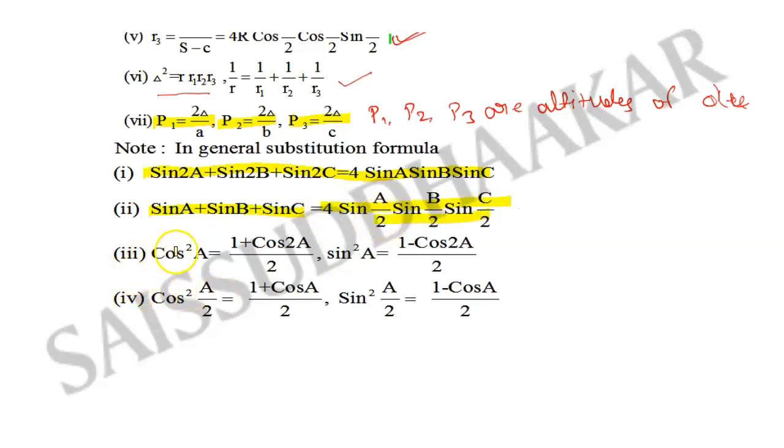And the cos square A formula is (1 plus cos 2A) whole by 2. And the sin square A formula is (1 minus cos 2A) whole by 2. And cos square A by 2 can be written as (1 plus cos A) whole by 2. And sin square A by 2 can be written as (1 minus cos A) whole by 2. Okay, these are the most important formulas in properties of triangles. Okay, right. Thank you.